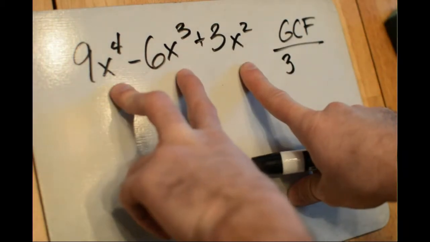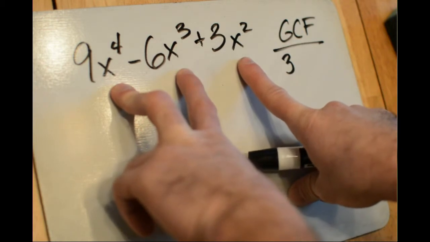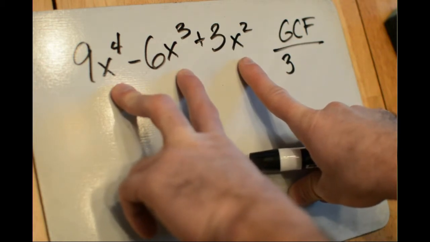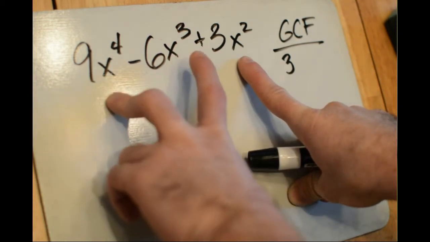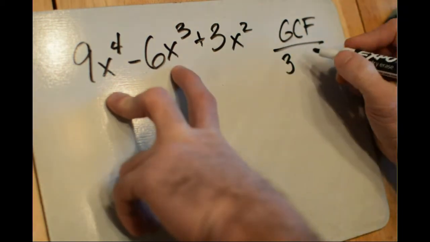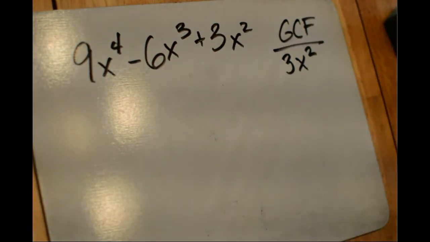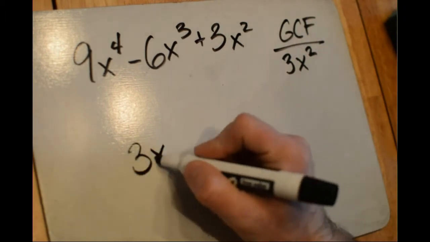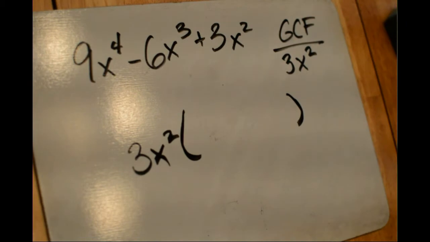Also, in this case, each term has an x factor. So I want to know what's the largest number of x factors I can divide out of all three terms. Well, this one has 4, this one has 3, this one has 2, so the most that I can take from all of them is 2. So 3x squared is the greatest common factor. So I'm going to divide out 3x squared. I'm going to start by writing that on the outside of some parentheses.